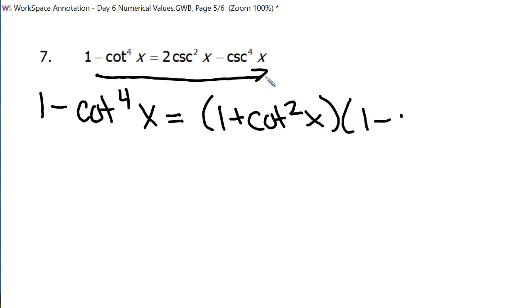And 1 minus cotangent squared of x. If you see 1 and squared trig, what should you be thinking? Yeah, it's probably a Pythagorean identity. So one of these probably is. I don't know if it's the one with the plus or the one with the minus, but let's check it.